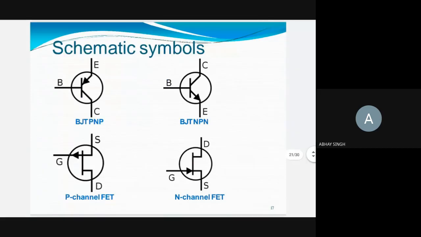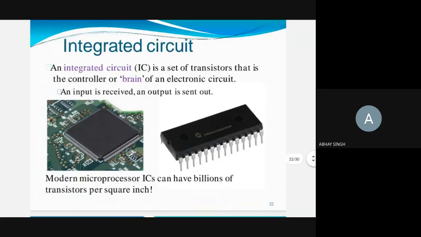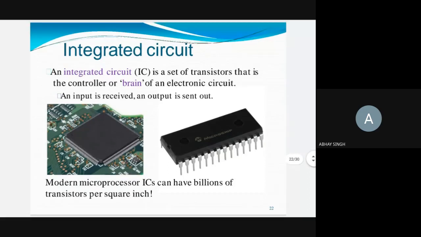These are the schematic symbols. Here you can refer to them. Now, IC. What is IC? IC is nothing but integration. It is called an integrated circuit. It is actually an integration of a lot of small transistors. We have billions of transistors in present-day ICs.